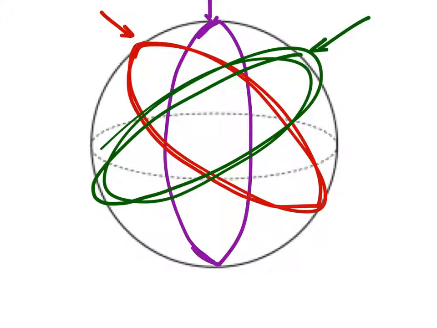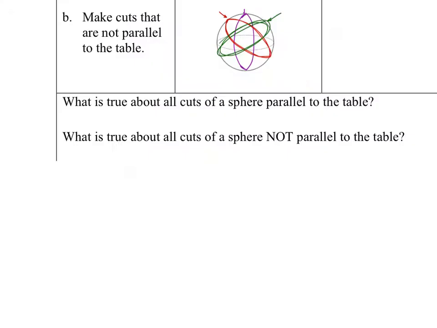What is true about all cuts of a sphere parallel to the table? They're all circles. And what is true about all cuts of a sphere not parallel to the table? Still circles.